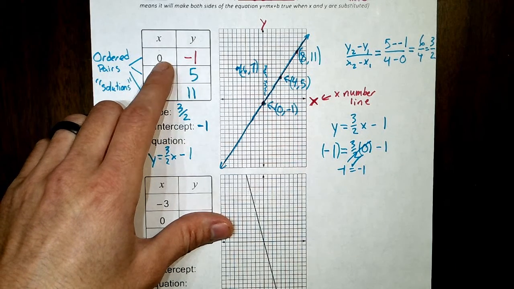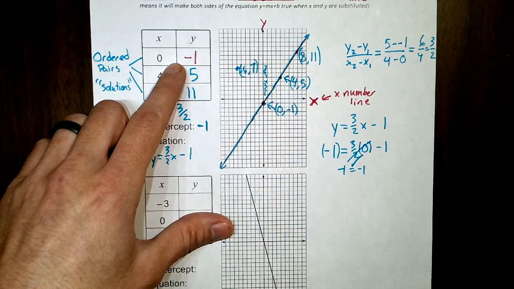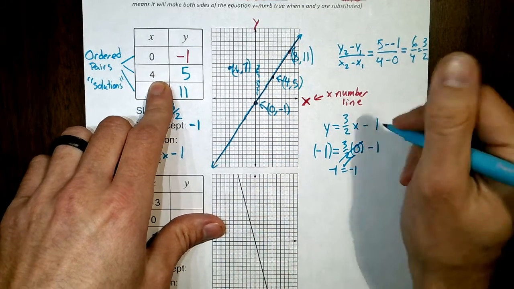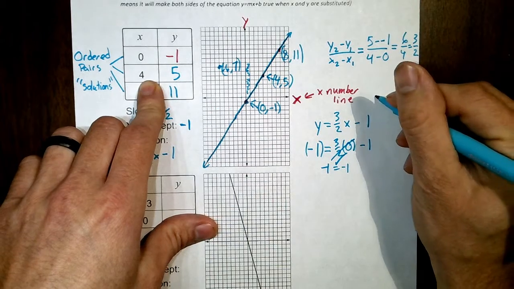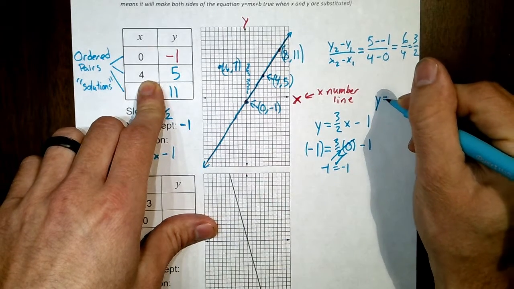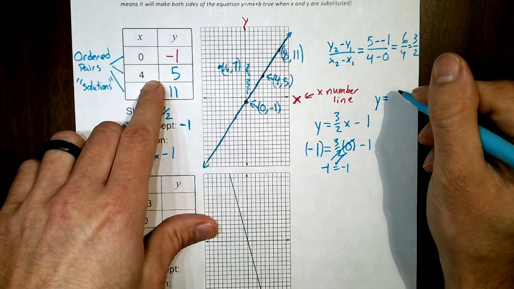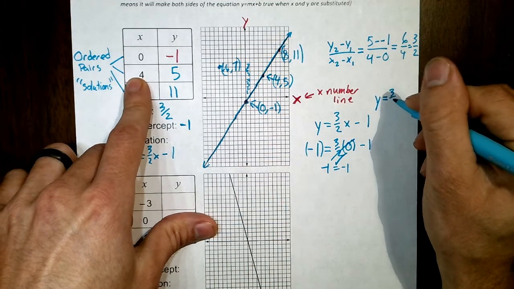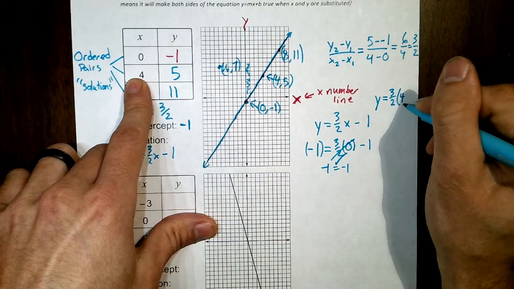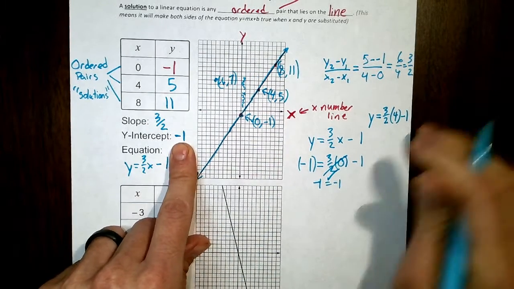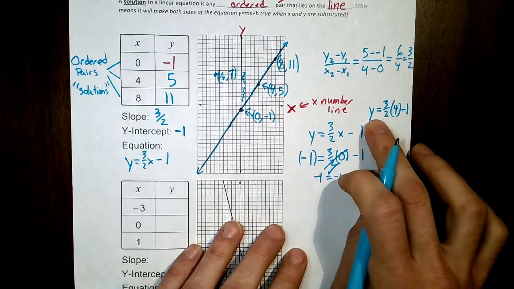I just plugged in x, my input, and I got my output. Right? I could also do it this way. I could say y equals, the slope is 3 over 2, 3 over 2 times my input of 4 minus 1. I can solve for y now.